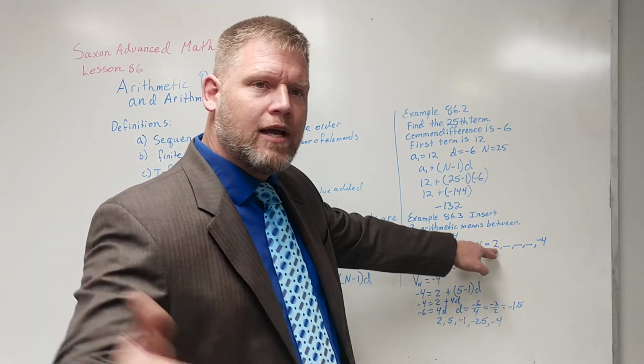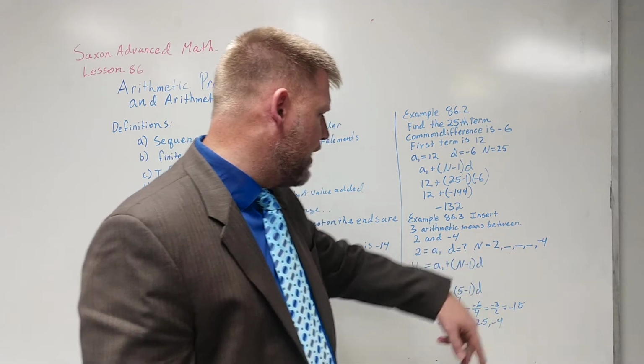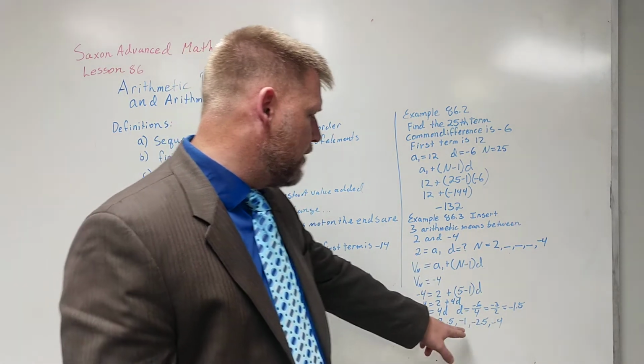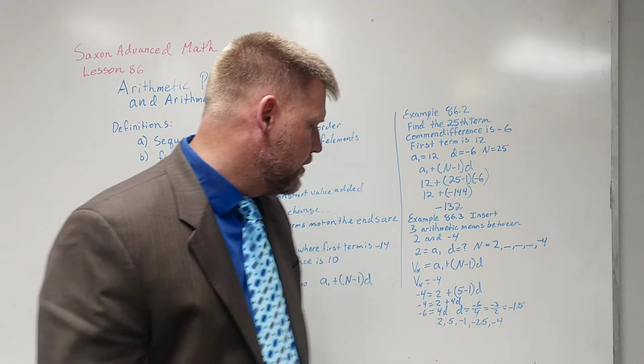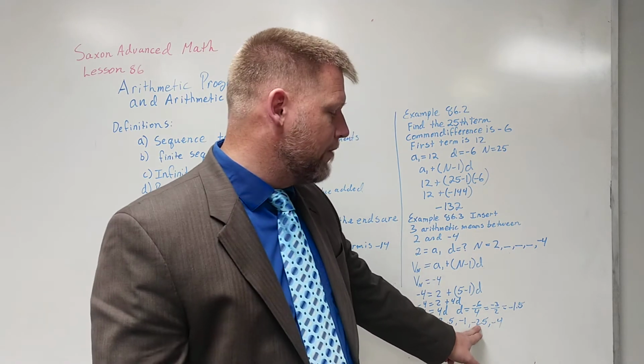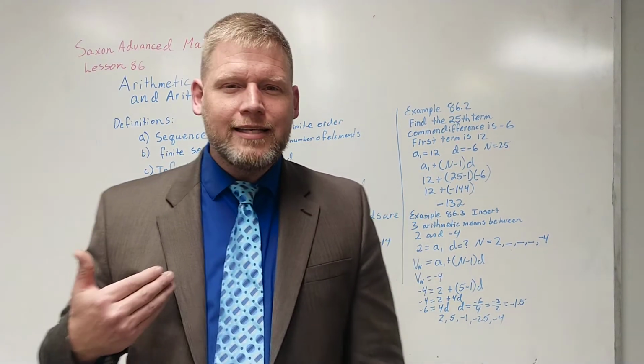Well, 2 plus negative 1.5 is 0.5. And then if I did the next one, 0.5 plus a negative 1.5 is negative 1. And then I did the next one, negative 1 plus a negative 1.5 is negative 2.5. And then I did that again just to check it. Negative 2.5 plus a negative 1.5 is negative 4. And this is really that easy to work with.